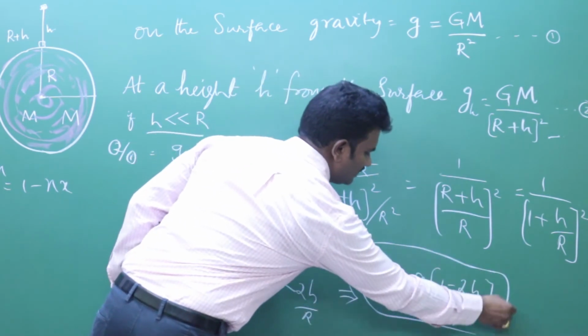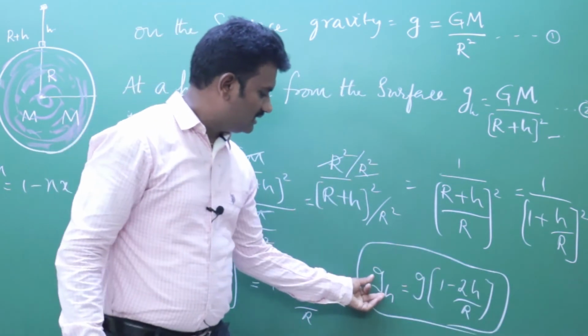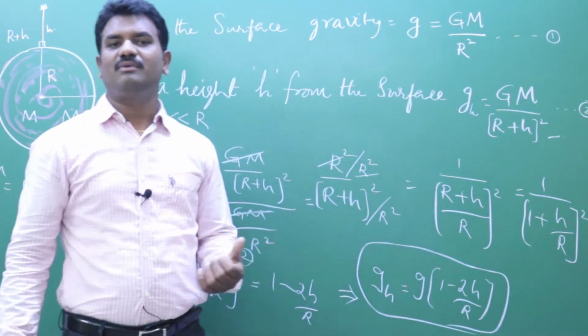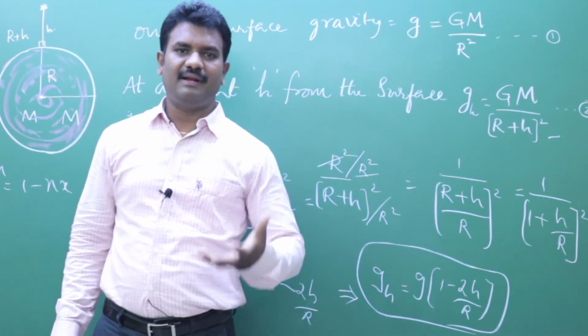So obviously it is well understood that gh is less than g, which means the g value decreases as you are moving away from the surface of the planet.